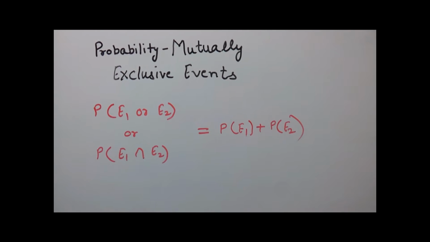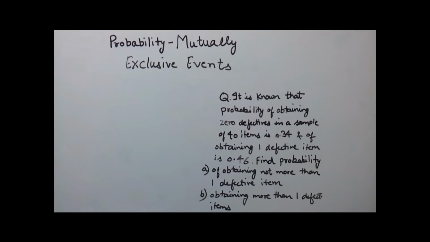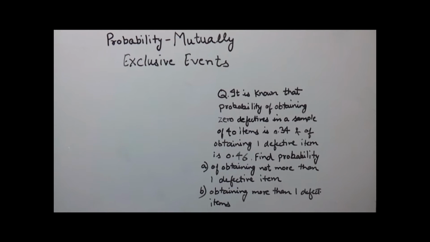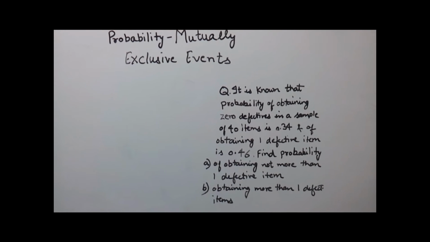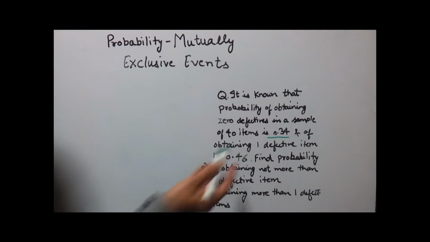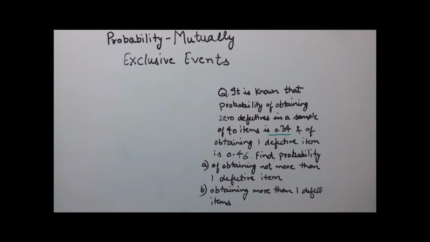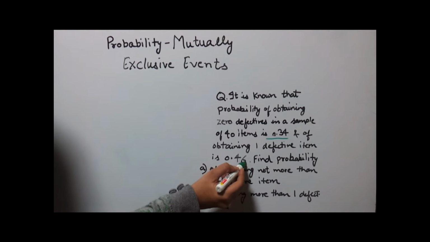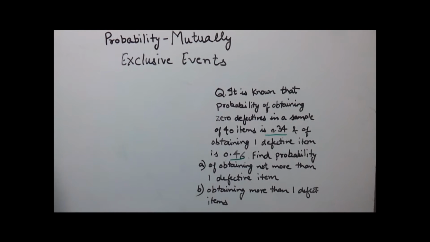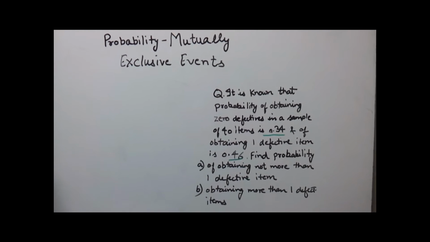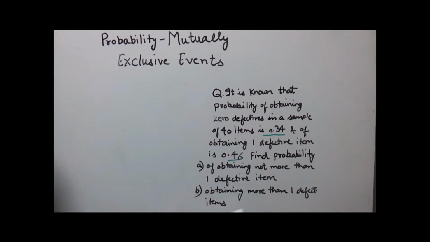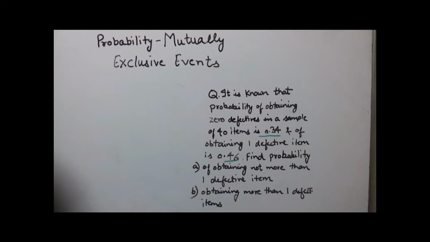Let's discuss this with an example. It is known that the probability of obtaining 0 defectives in a sample of 40 items is 0.34 and of obtaining 1 defective item is 0.46. Find the probability of obtaining not more than 1 defective item, and in the second part we need to find the probability of obtaining more than 1 defective item.